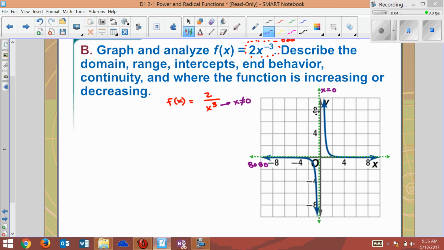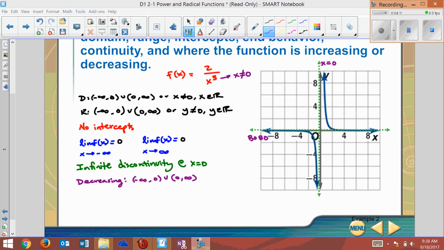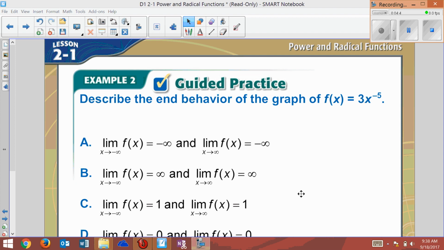You can pause the video, and then we'll pick up with the answers. All right, here's the values. We'll see they're almost identical. The domain is exactly the same. It just cannot equal 0. The range this time does go down forever and up forever, but there's a break at 0. There's no intercepts. One more time. As we go left, it approaches 0. As we go right, it approaches 0. There's an infinite discontinuity between the two pieces in the center of the graph, and this time it's decreasing over the whole domain. So there's your values. All right, you try this one.